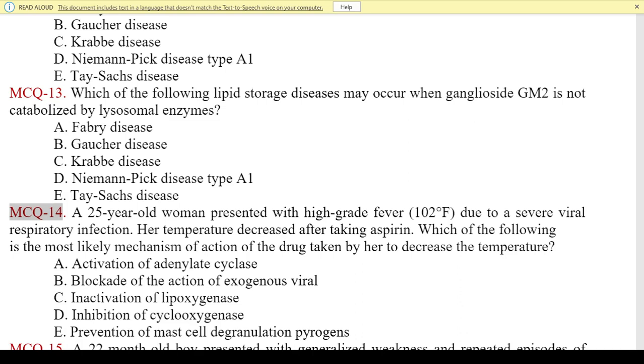MCQ 14. A 25-year-old woman presented with high-grade fever, 102 degrees Fahrenheit, due to a severe viral respiratory infection. Her temperature decreased after taking aspirin. Which of the following is the most likely mechanism of action of the drug taken by her to decrease the temperature? A. Activation of adenylate cyclase. B. Blockade of the action of exogenous viral pyrogens. C. Inactivation of lipoxygenase. D. Inhibition of cyclooxygenase. E. Prevention of mast cell degranulation.